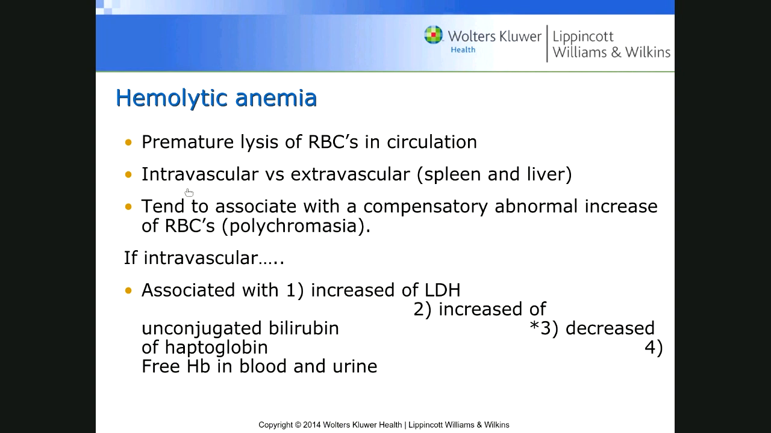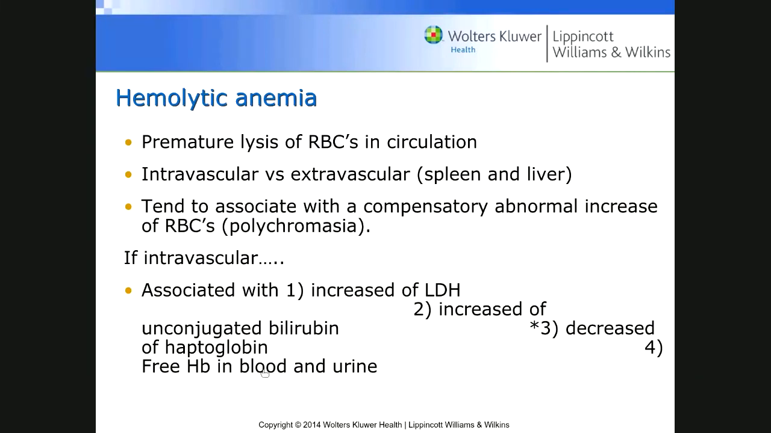Hemolytic anemia is destruction of the red blood cells, and that's how you can distinguish between intravascular versus extravascular. Whenever you have destruction of any cell, lactate dehydrogenase, LDH, will go up. But in hemolytic anemia, you also see an increase of unconjugated bilirubin in the blood, a decrease in haptoglobin, and free hemoglobin in the blood and the urine, as I told you before.